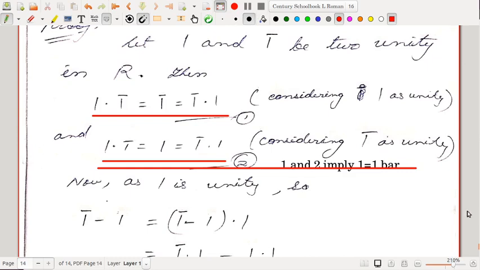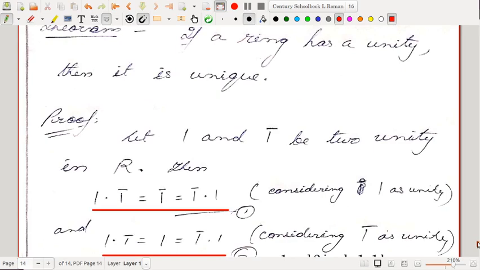Okay, so these are some properties of a ring. There are some more properties as well, and we will also study subring. What is a subring? So in the next lecture we will study those things.